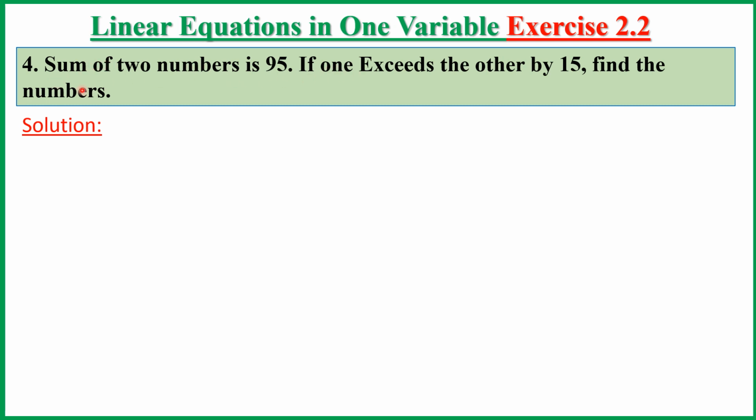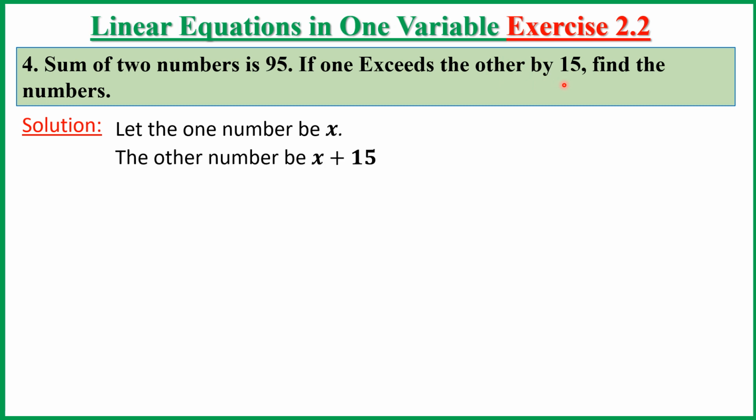Okay. So adding two numbers, we are getting 95. And one number exceeds the other by 15. So we have to find the numbers. That is our unknown part. So let one number be x. So one of the numbers is x. And the other number, what they have given: if one exceeds the other by 15. Exceeds means added, more. So more by 15. So the other number is x plus 15.